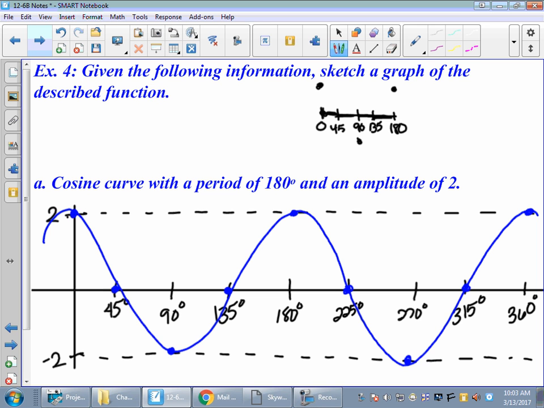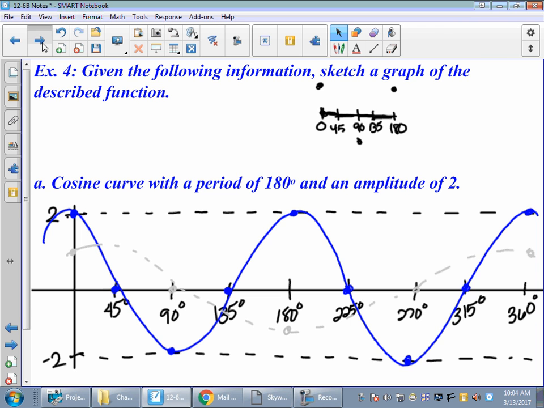The parent function, you don't have to draw this, but I like to show you where the parent function would look. The parent function would start here. It would end here. It would be down here. And it would go through at 90 and 270. And so the parent function, you can see that they stretched it both vertically and then they compressed it horizontally.